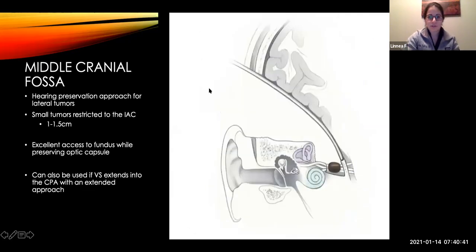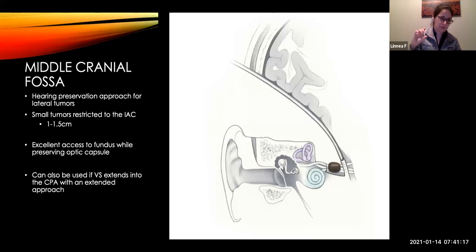Middle cranial fossa approach: you're coming in through a craniotomy and gently retracting the temporal lobe up to get into the IAC. Middle cranial fossa and retrosig are the two approaches you think about if you're trying to preserve hearing. Middle cranial fossa is better for more lateral tumors when you're trying to preserve hearing. It's good for smaller tumors restricted to the IAC, 1 to 1.5 centimeters, with good access to the fundus while preserving the otic capsule. It can also be used if the vestibular schwannoma extends into the CPA with an extended approach.